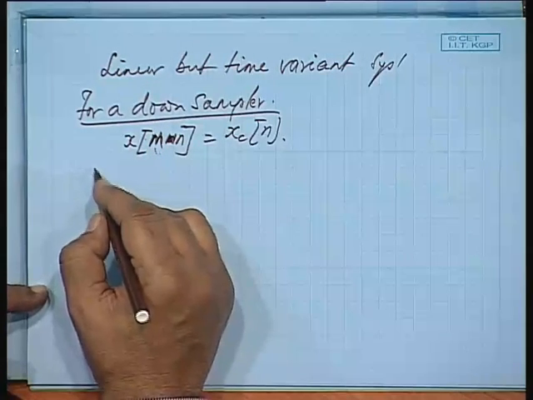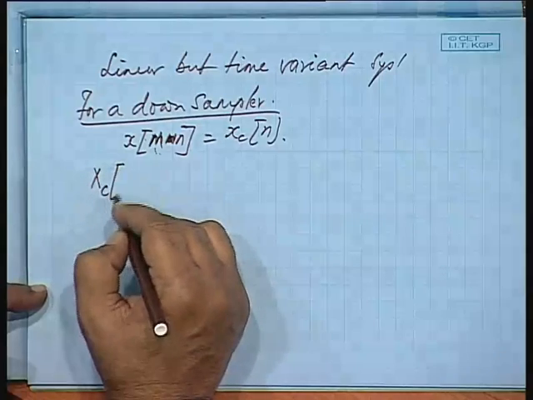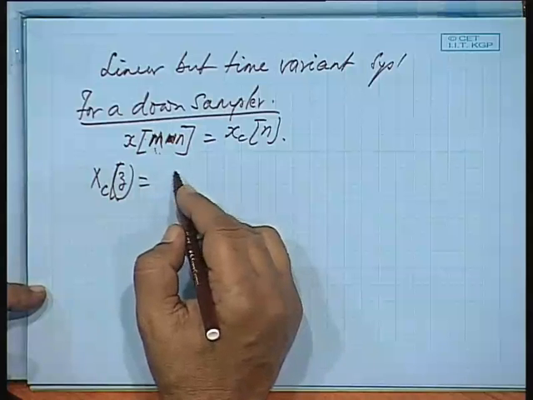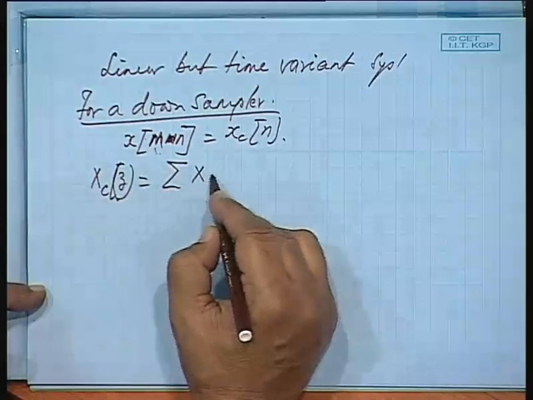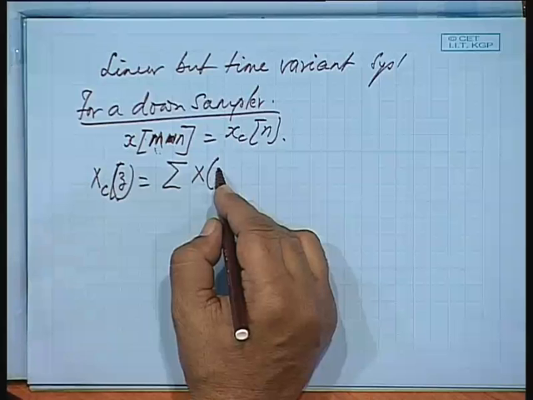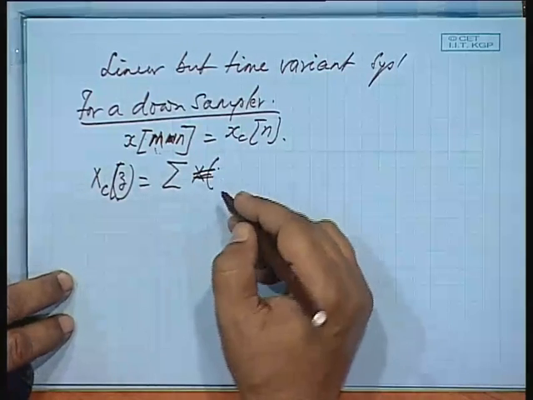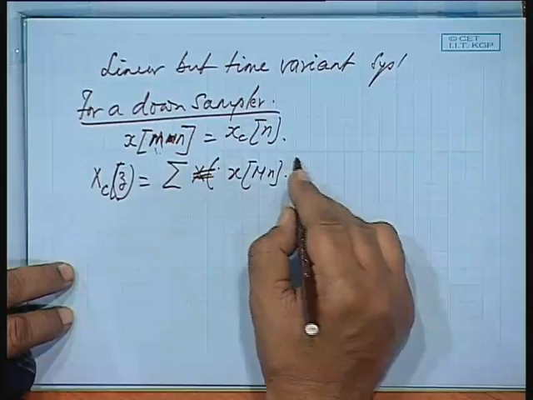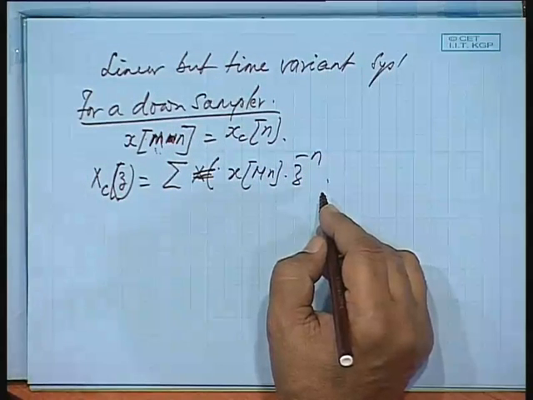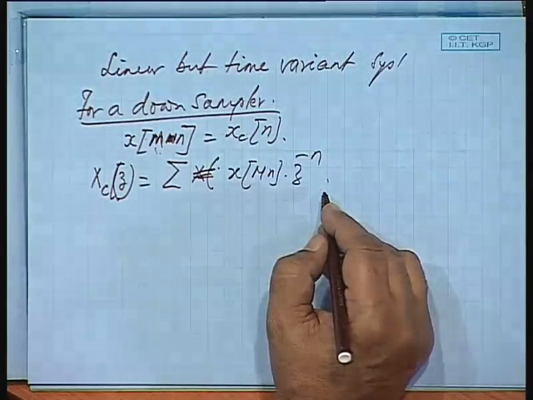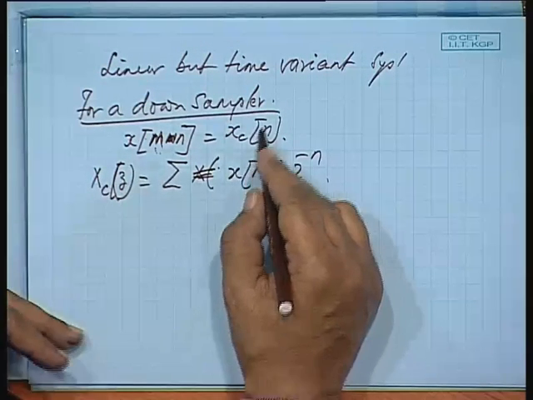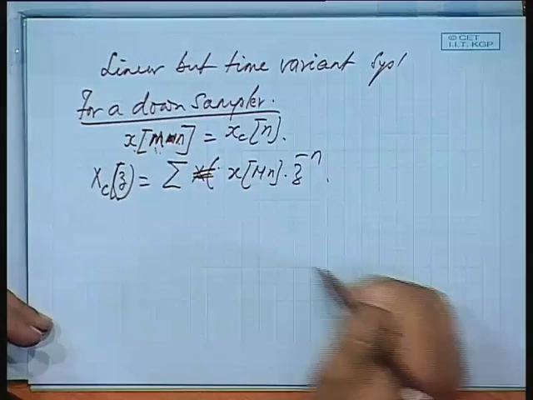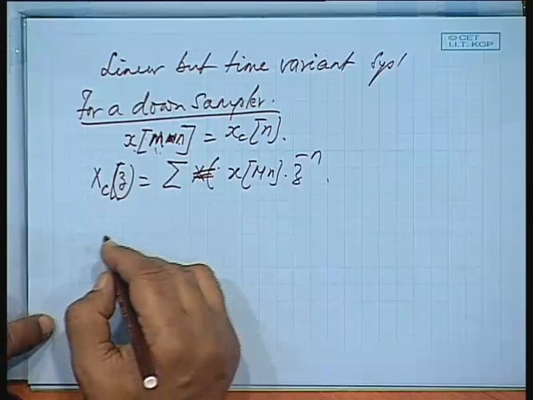So, what will be the z transform of this compressor output? Okay, I will not write x right now, it will be x M n z to the power minus n. Okay. Because it is xc n z to the minus n, and xc n is nothing but the original x capital M n. So, it is like this.